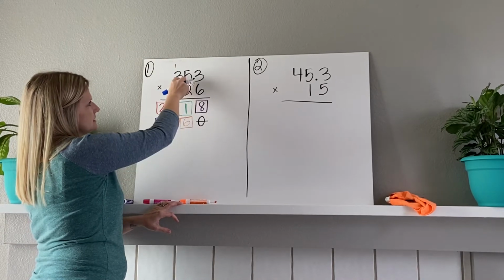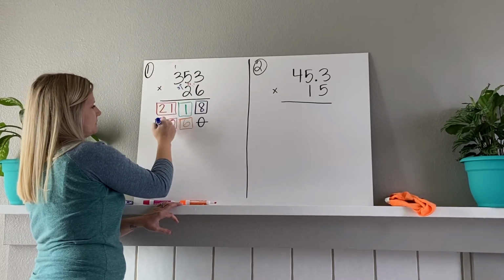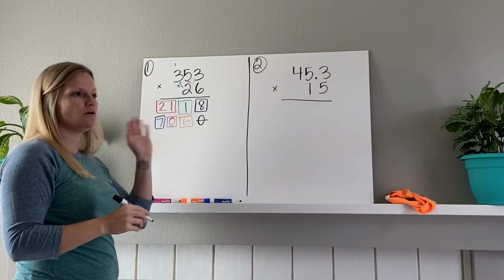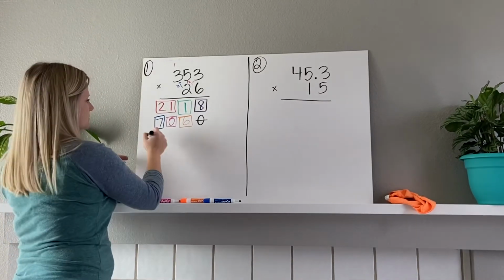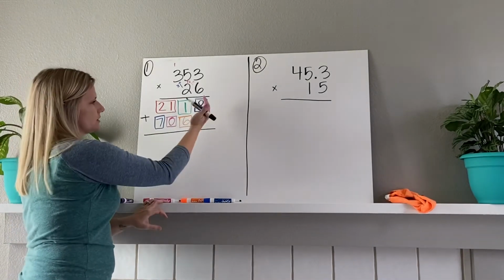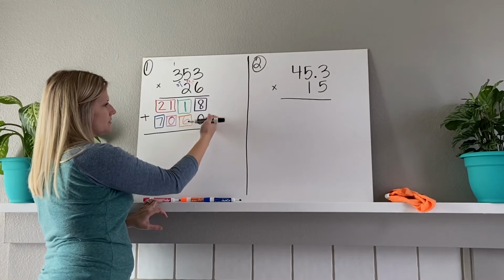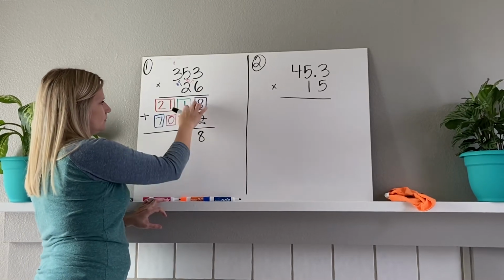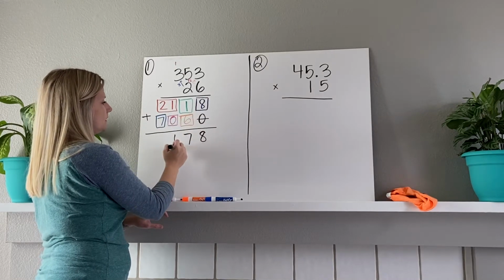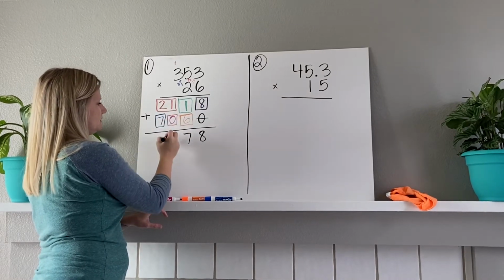So 2 times 3 is 6, plus 1 is 7. Now that we've done all the multiplication, we can go and add those numbers together. So we're going to do a multi-digit addition now. Starting on the right-hand side as always, 8 plus 0 is 8, 1 plus 6 is 7, 1 plus 0 is 1, 2 plus 7 is 9.